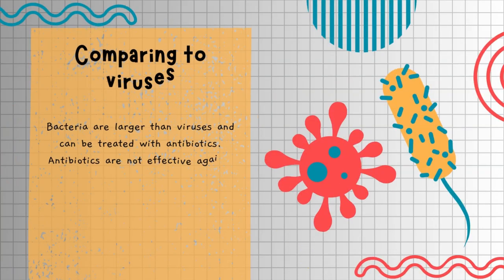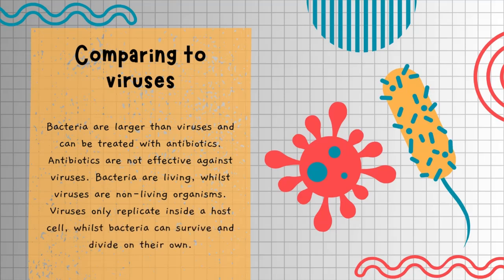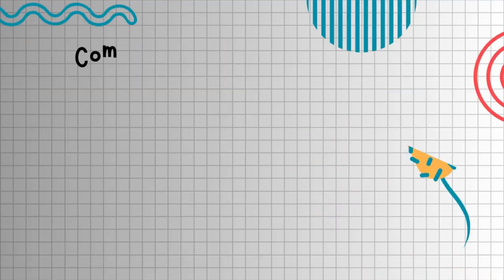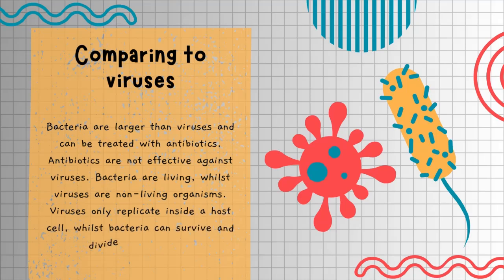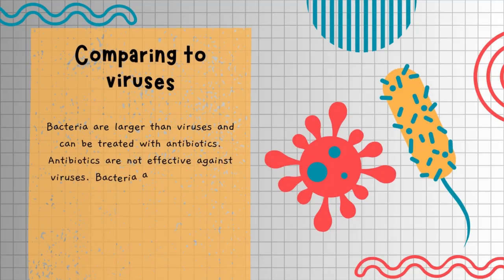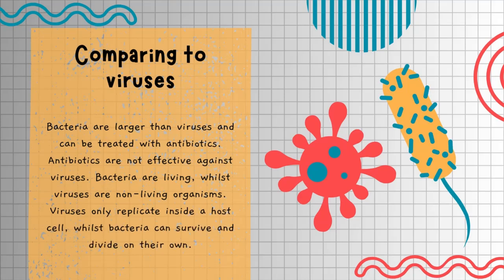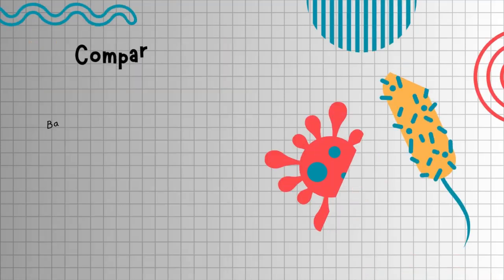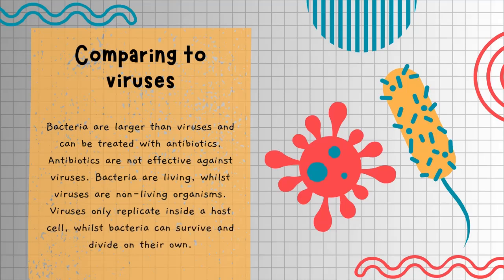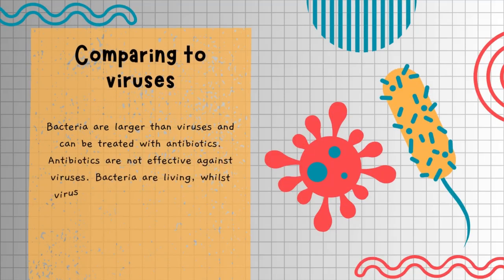Comparing to viruses. Bacteria are larger than viruses and can be treated with antibiotics. Antibiotics are not effective against viruses. Bacteria are living, whilst viruses are non-living organisms. Viruses only replicate inside a host cell, whilst bacteria can survive and divide on their own.